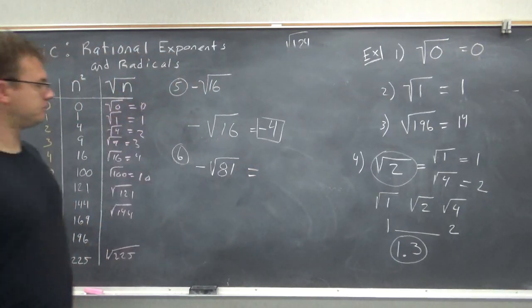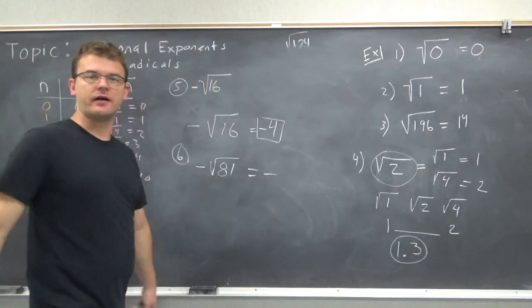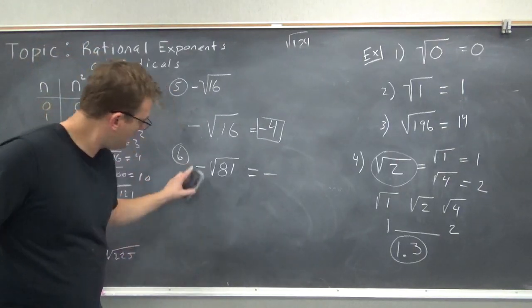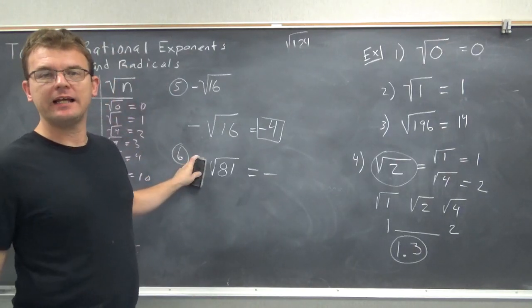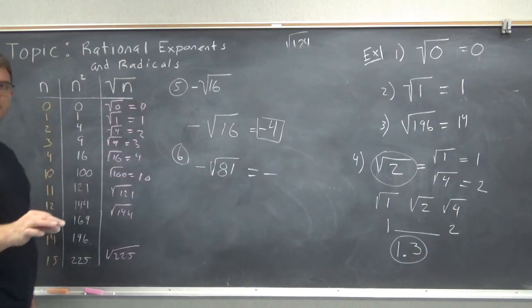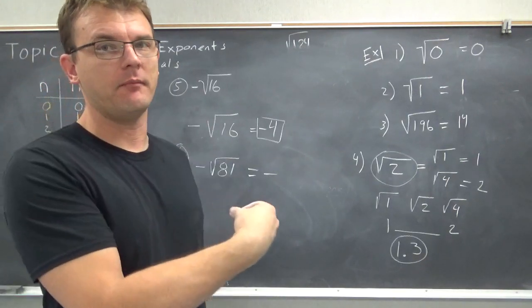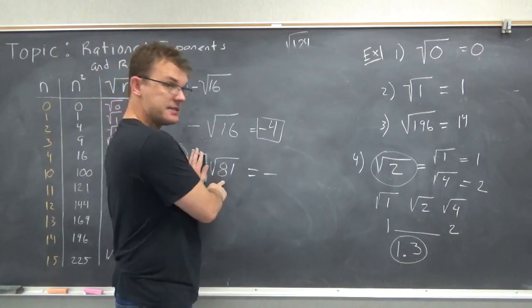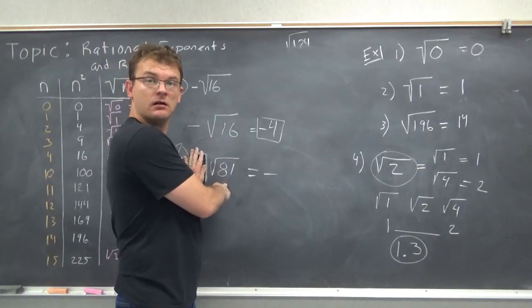Same thing, right? So the negative's going to be there. But what's the square root of 81? Well, it's not on the list, is it? But you should be able to pick that one up. Isn't this 9 times 9?